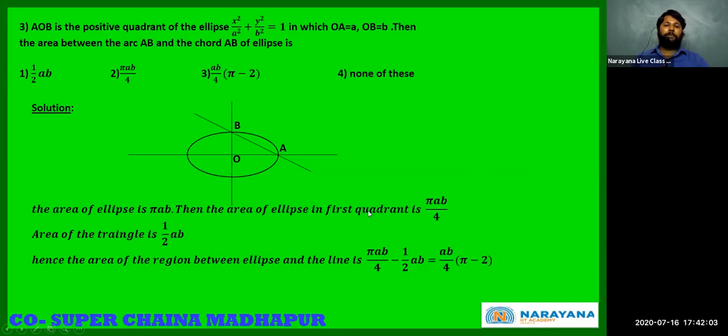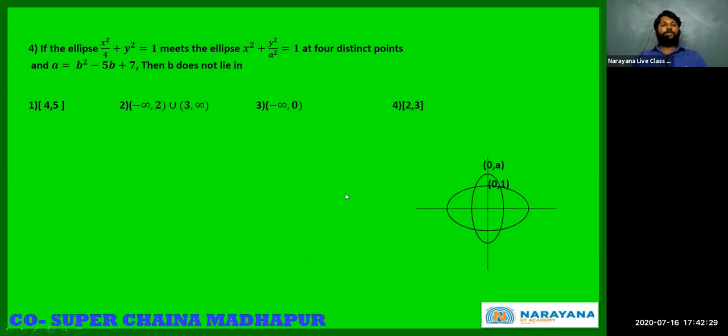AB upon 4 into pi minus 2 is your answer. So I hope you realize that in questions like this, you simply have to draw the diagram and then think. You don't even have to write much. Once you draw the diagram, you know that this part is going to be pi AB upon 4 and this part is going to be half AB. So the difference will be AB upon 4 into pi minus 2. Yes, got it? Okay, let us proceed.